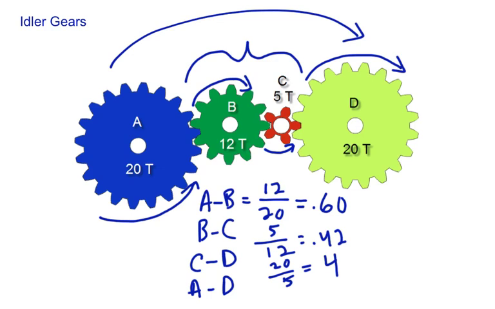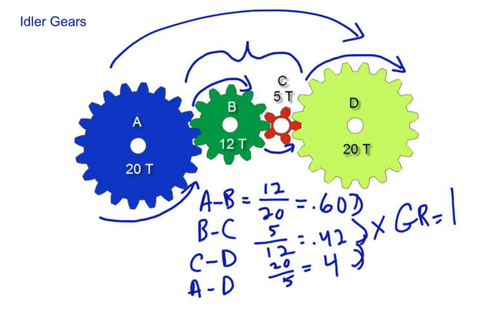Okay? All right. So how do I figure out what the gear ratio of this whole system is? I have gear A to B and B to C and C to D. I can multiply all 3 of those together to get an overall gear ratio of A all the way to D. And if I take 0.6 times 0.42 times 4, I get a gear ratio of, drum roll please, 1.